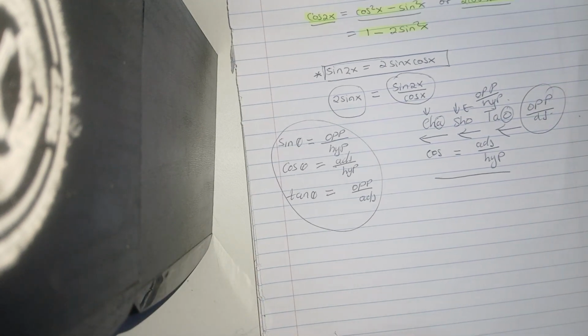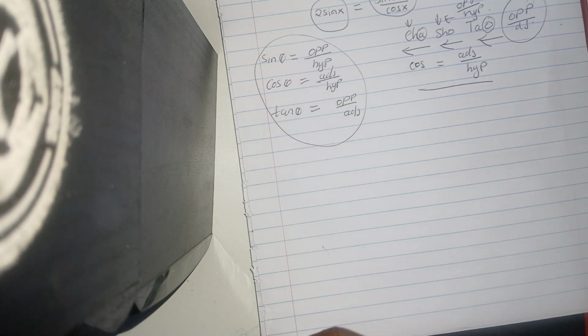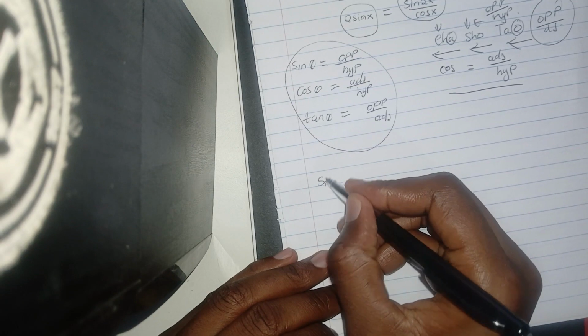Now we can also go to compound angles. These are the ones that you always have to copy down and try by all means to read and practice.